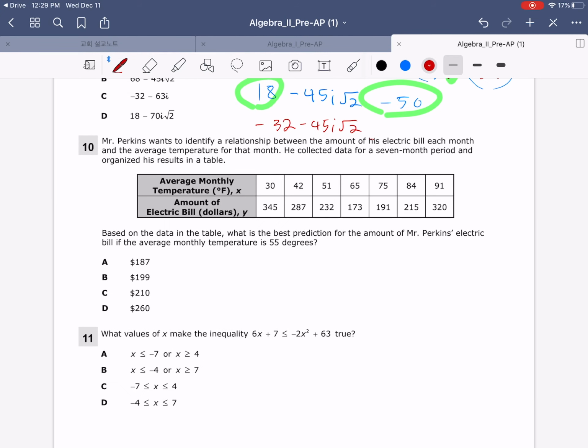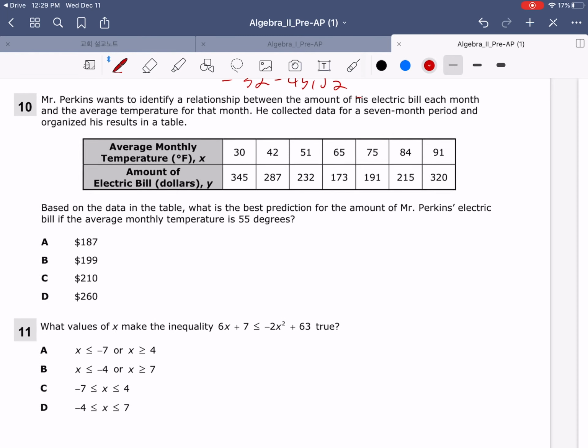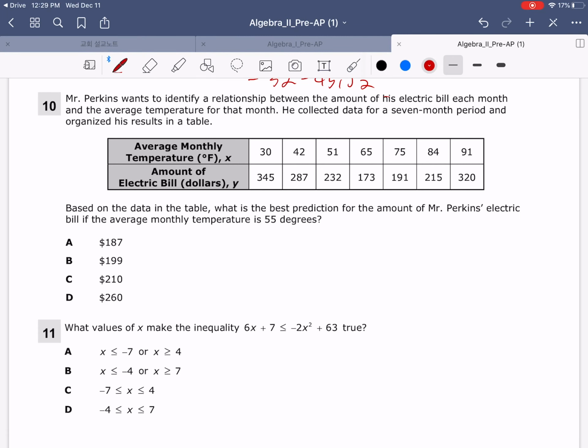Here you go. Question number 10. I don't want to read this because my neck really hurts. But here, based on the data in the table, what is the best prediction of the amount of Mr. Perkins' electric bill if the average monthly temperature is 55 degrees? I don't think I've taught it to my A, like 4A or 3A class yet.